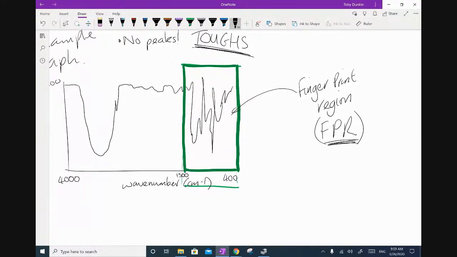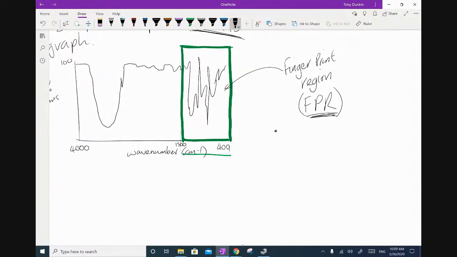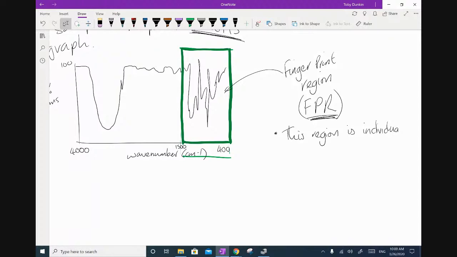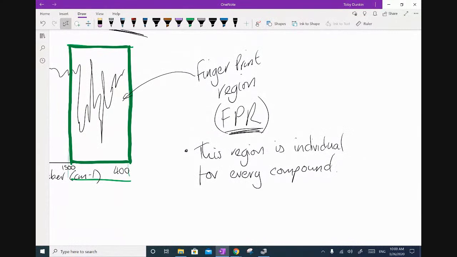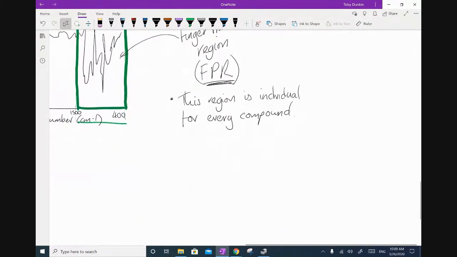And it has a very distinct use because the fingerprint region is individual for every compound. Hence the term fingerprint. We know that everybody out there has a distinct fingerprint. The police keep a database of those fingerprints to be able to compare crime scenes and all that. Well, we've done the same thing for IR.